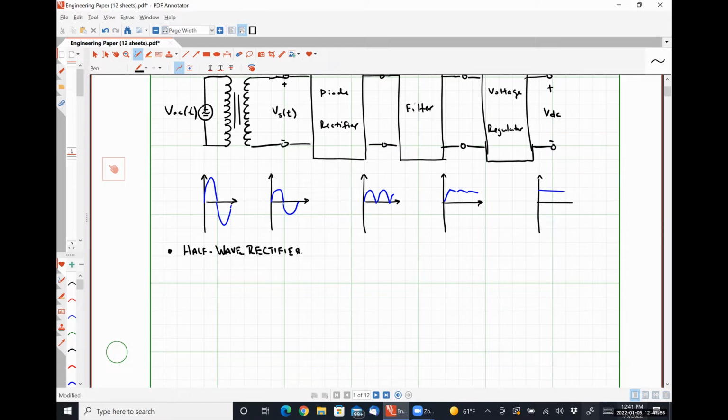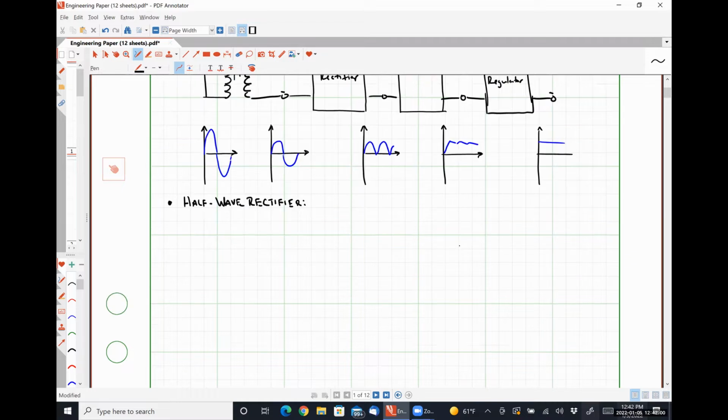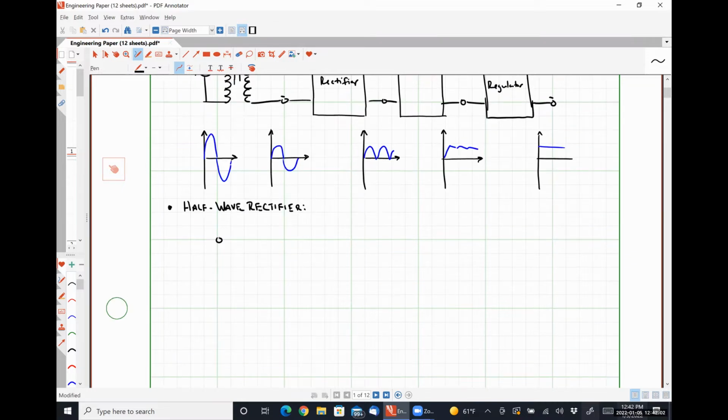So for our half wave rectifiers, we actually have 2 different types of circuits. Let's call this diode D. This is our resistor R. This is our time varying input signal. This is our time varying output.